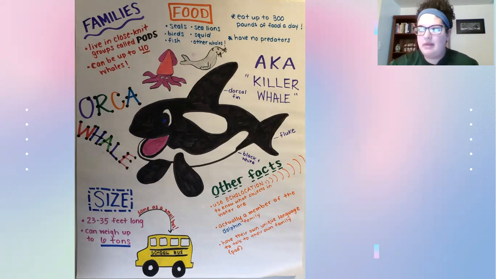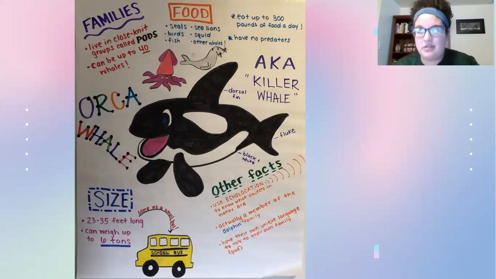So as you can see by looking through the poster, the subtopics that I've chosen are families, food, what the whales eat, size, because they're very big, and then I just had a category of other facts that didn't really fit with other things. And you can take a look at some of the pieces of information that I have decided to include. I also added some extra pictures where I thought it'd be helpful.